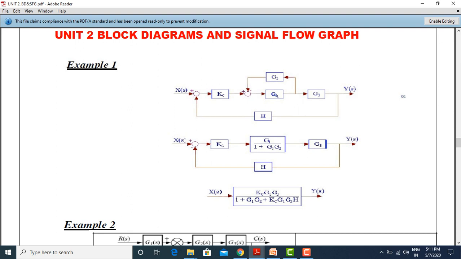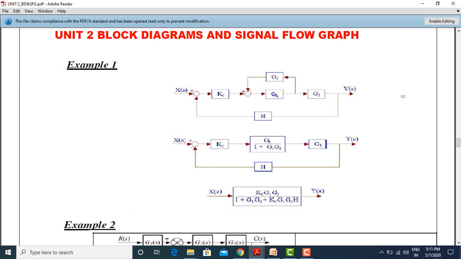So this is the minor feedback loop. How will we remove this minor feedback loop? We know the formula: system upon 1 plus or minus system into feedback. So system G1 upon 1, here the sign is minus, so it will become plus, system G1 into G2. So what will happen? G1 upon 1 plus G1 into G2. So I have simplified this minor loop like this.